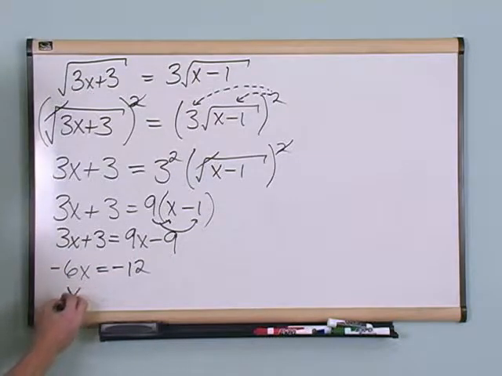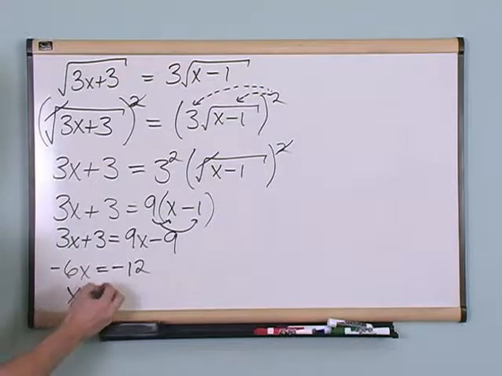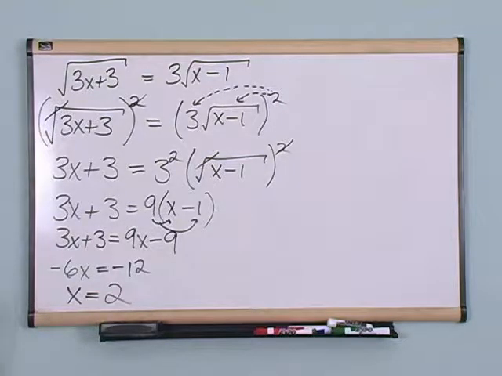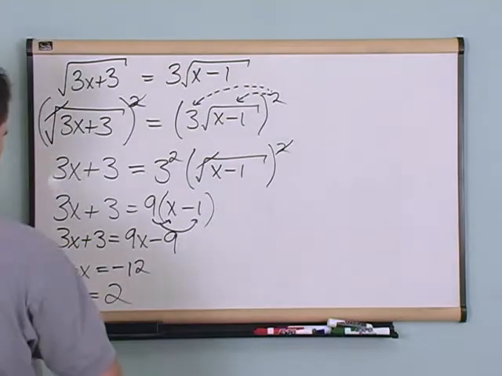So then x is just going to equal negative 12 over negative 6, which is positive 2, because negative divided by negative gives me a positive. Not too bad, right?